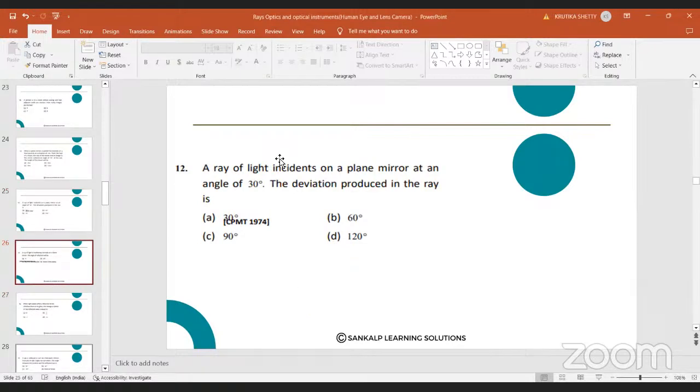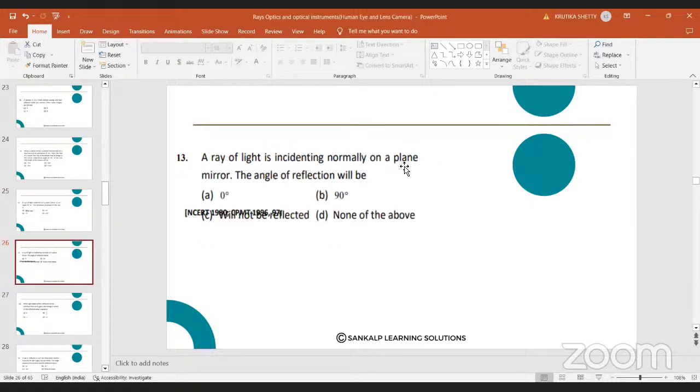A ray of light on a plane, the angle of reflection will be. So what they are saying is, the ray of light is incident normally on a plane mirror. According to the laws of reflection, we know the angle of incidence is always equal to the angle of reflection. Here the ray is incident normally. What is the angle of incidence? This is the angle between the normal drawn and the incident ray. This is called the angle of incidence.